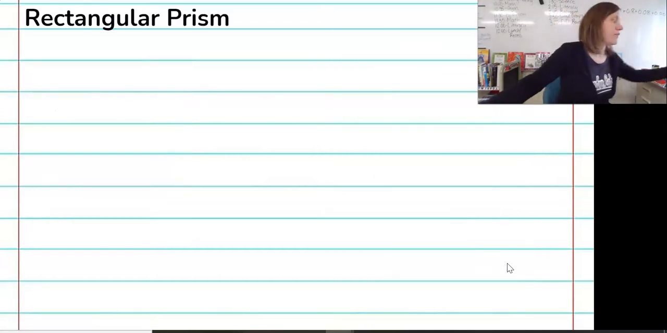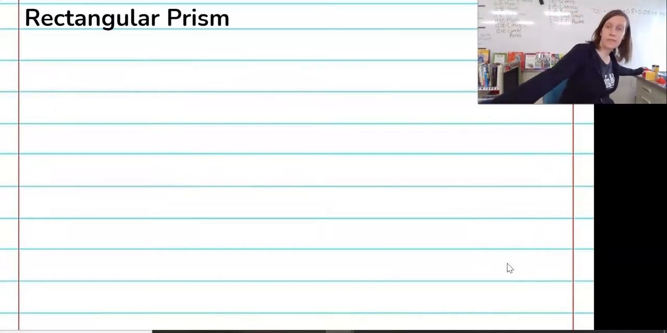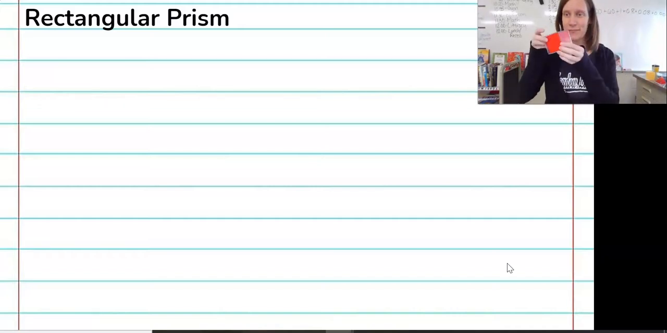A rectangular prism then, this is our rectangular prism.